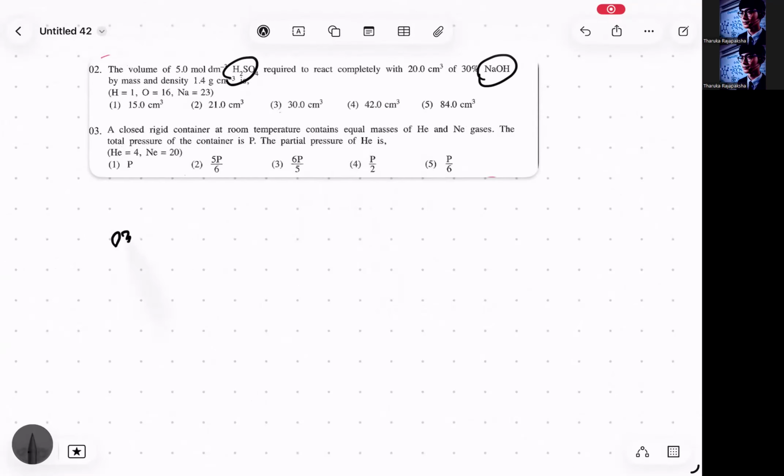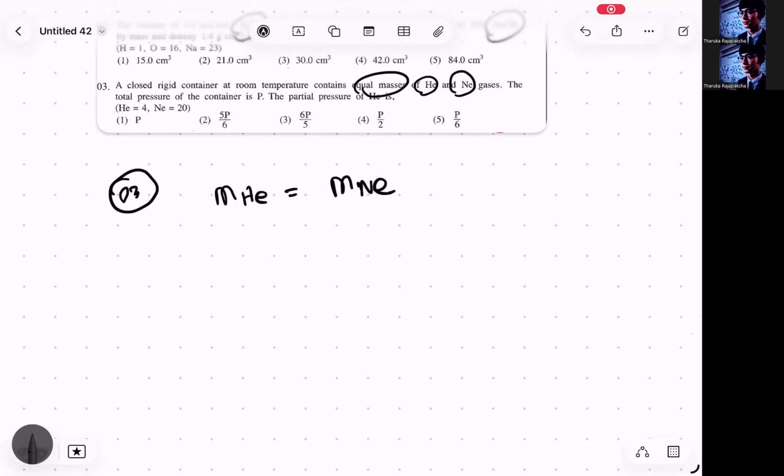Right, let's look into the third question now. A closed rigid container at room temperature contains equal masses of helium and neon. So the mass of helium is equal to the mass of neon. Mass we can write in terms of moles, right? Mass is equal to molar mass multiplied by number of moles. So this is the equation which you need to use.